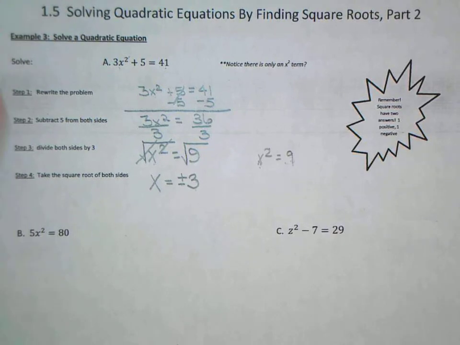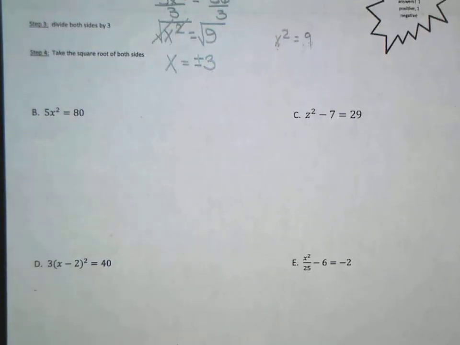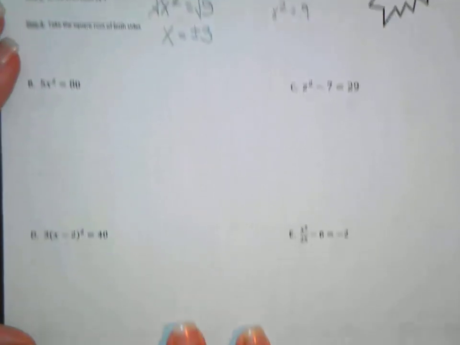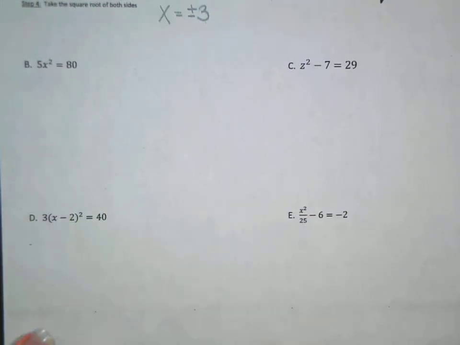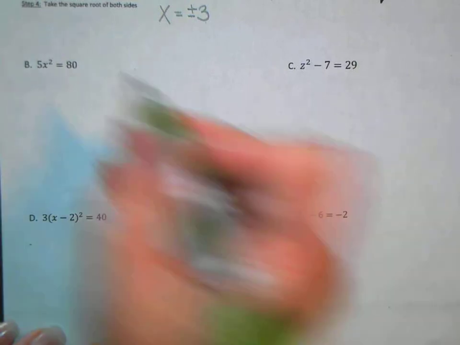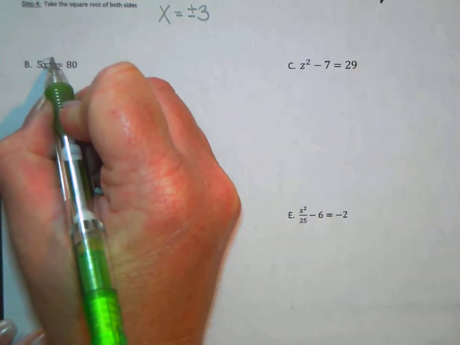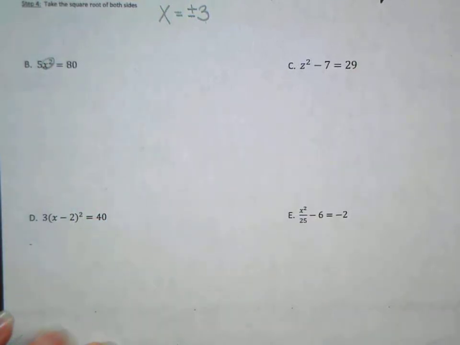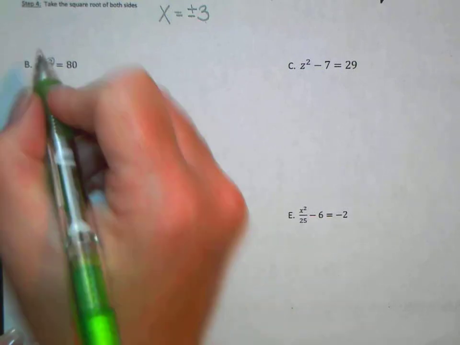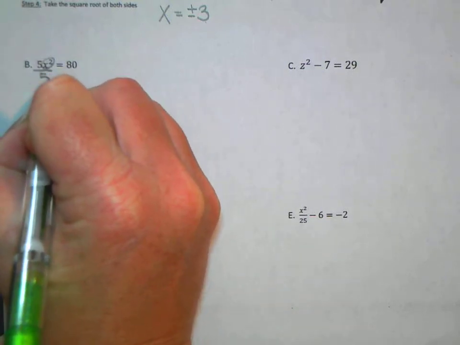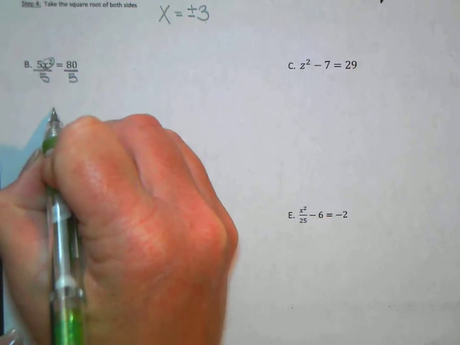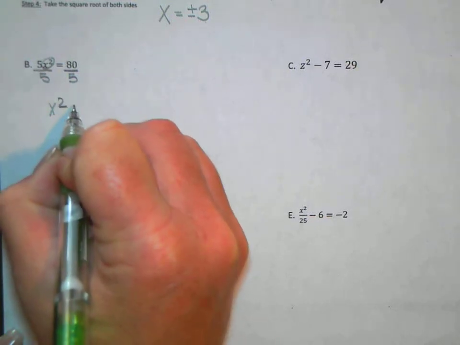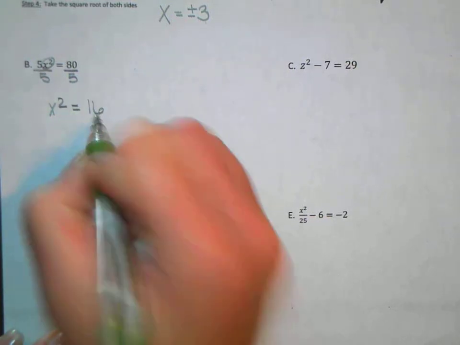Okay, let's move on to B here. First thing you want to look at is, is there anything other than an x squared term? And the answer to that question is no. So your goal here is to get the x squared by itself. So you need x squared equals something. So we're going to divide both sides by 5. Now we're going to have x squared equals 16.